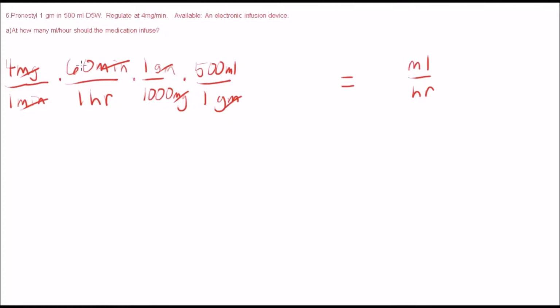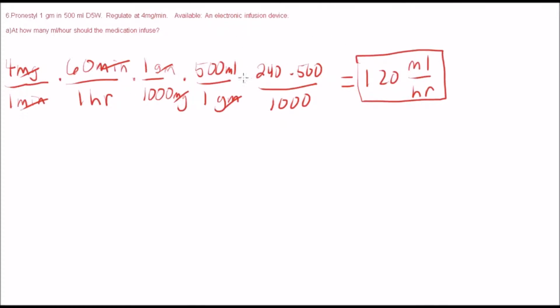This is 240 times 500 divided by 1,000. So 500 divided by 1,000, so this is 120. So once you have it all set up, it's just a thing of putting it in a calculator or doing it in your head. I did it in my head here because I knew that 500 divided by 1,000 was the same as 1 over 2. So then 240 times 1 over 2 is 120. So again, just making sure that you get these things set up so that they cancel each other out.